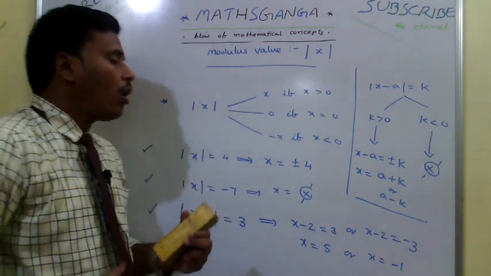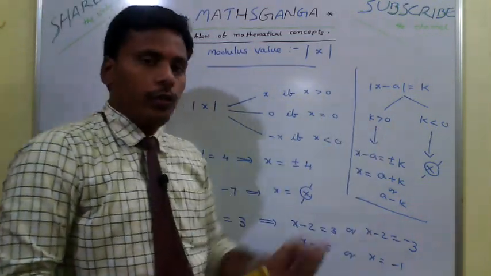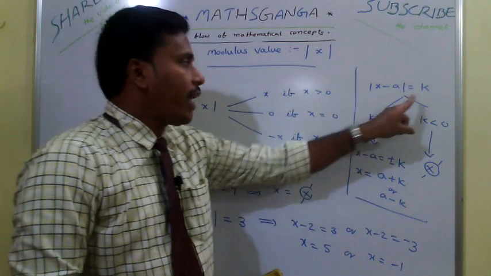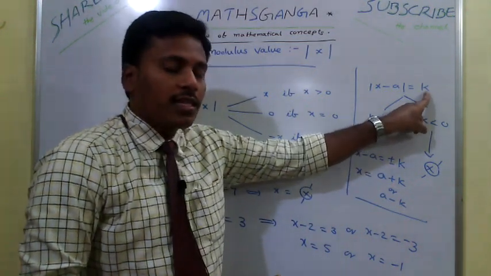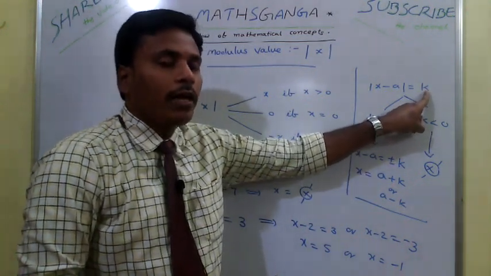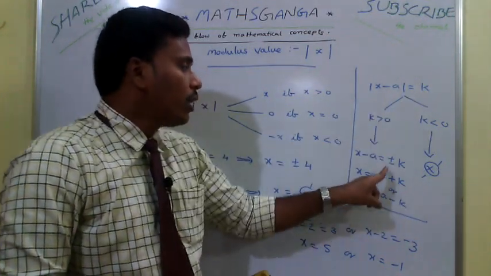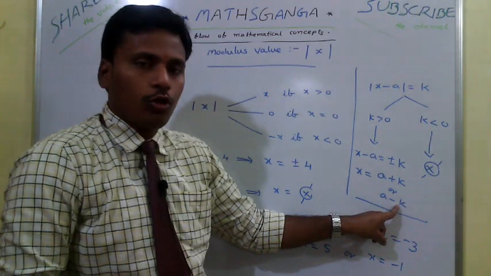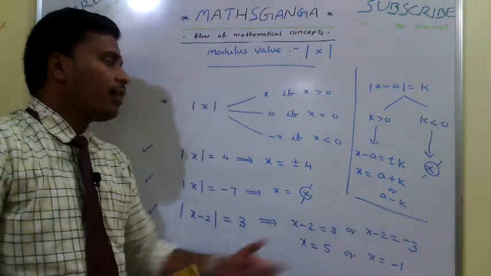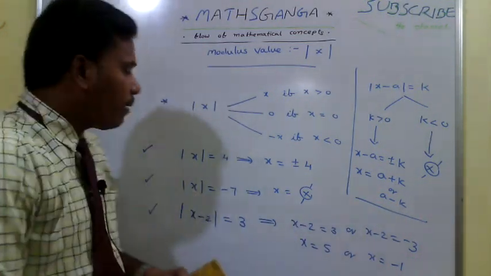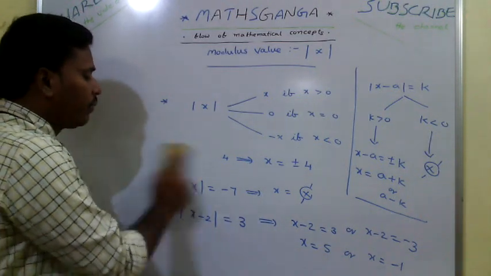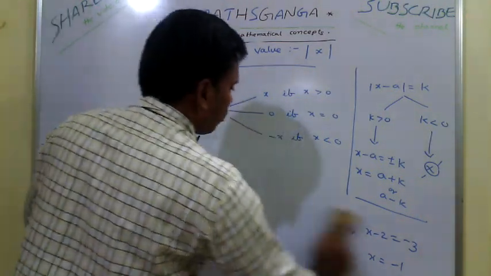So this is the way of solving the usual modulus equations. First of all, we need to concentrate on the value of k. If this k is negative, a negative value won't equal the modulus value, so it has no solution. If this k is positive, then a plus k or a minus k are the solutions, and usually we proceed like this to solve. In the same way, we can calculate modulus inequations also.